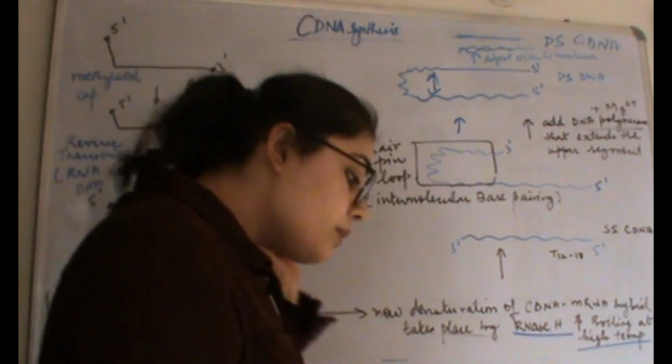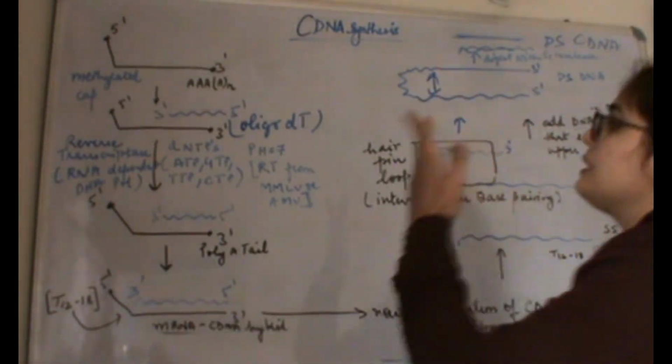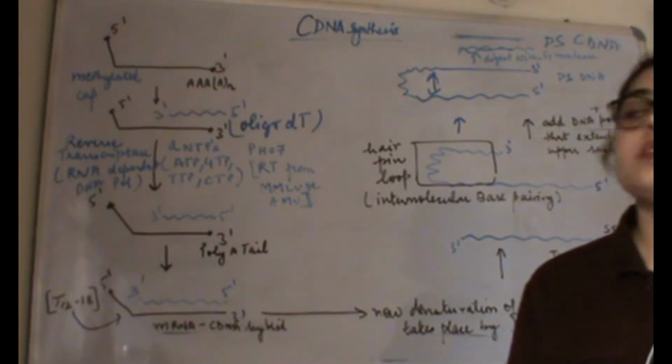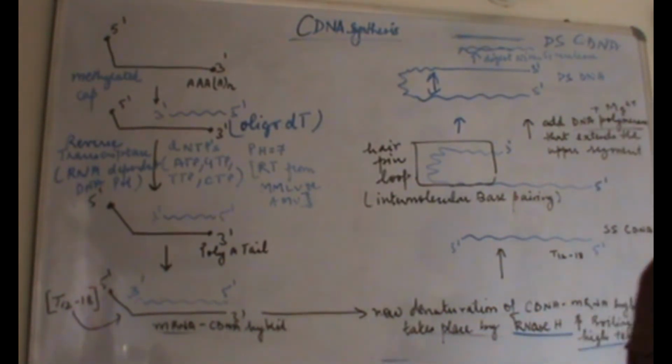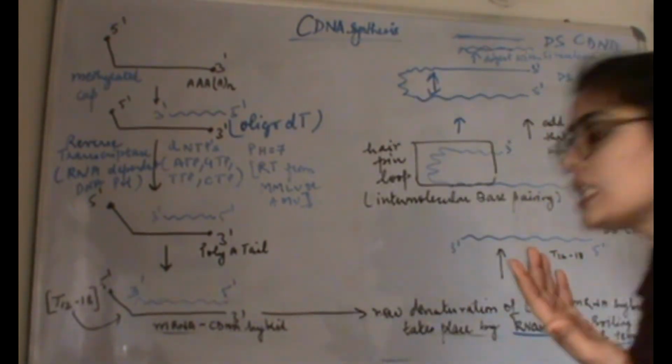So what is the main role? Who is playing the main role here? The main role is being played by this reverse transcriptase, because this is RNA-dependent DNA polymerase, right? So this only is helping in the process of formation of the cDNA synthesis.